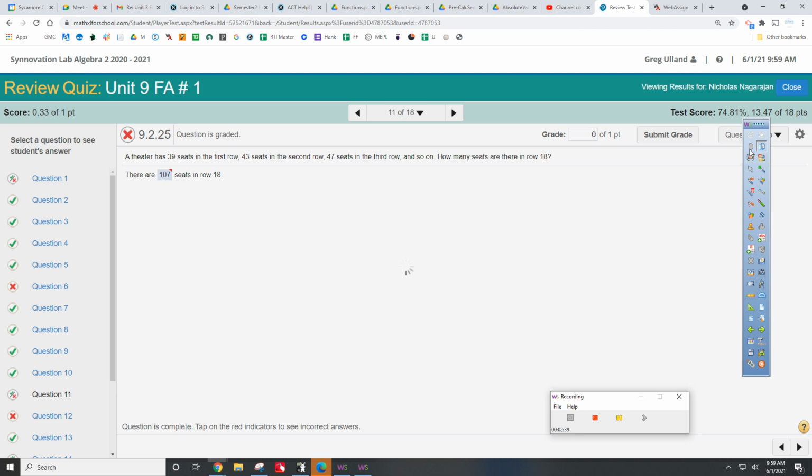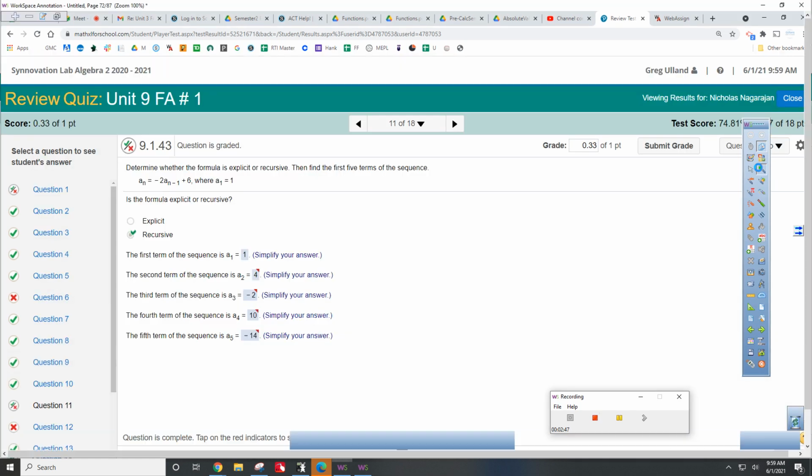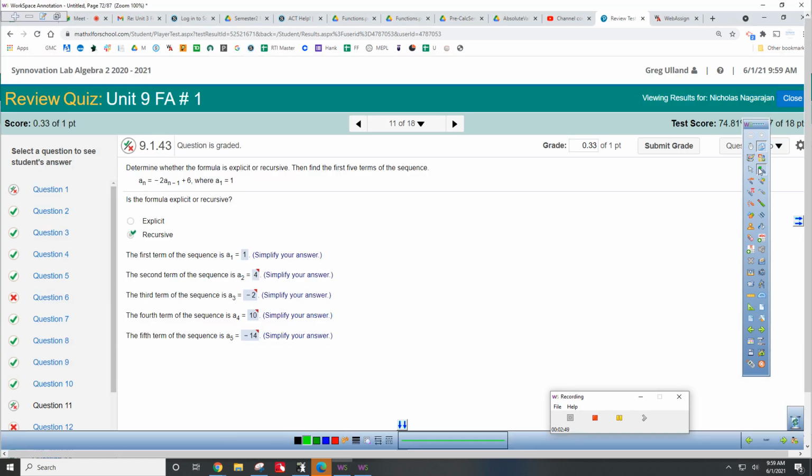Number 11. So, let's see. This means, so we have a recursive formula, and it says that a sub 1 is 1. So the first term is 1. To find the second term, to find a sub 2, we take -2 times the previous output plus 6. So that gives you 4.